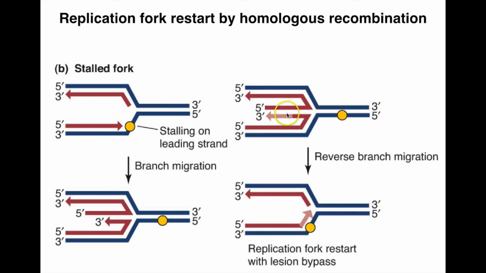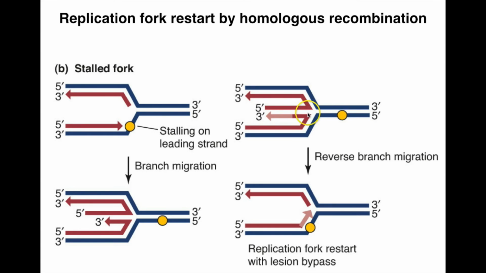So once this branch migration has occurred, there's now a little bit of a 5' overhang that this leading strand can use as a template to make more DNA. And what is actually happening here is we're making more DNA that's complementary to this lagging strand, that's also complementary to this sequence here that goes over that bulky adduct. Okay, so this is going to basically leapfrog the whole replication machinery over this bit here.